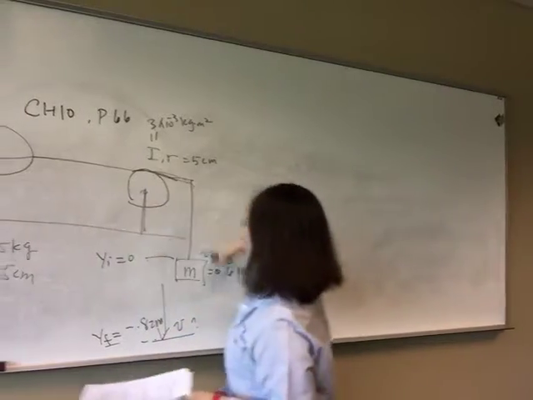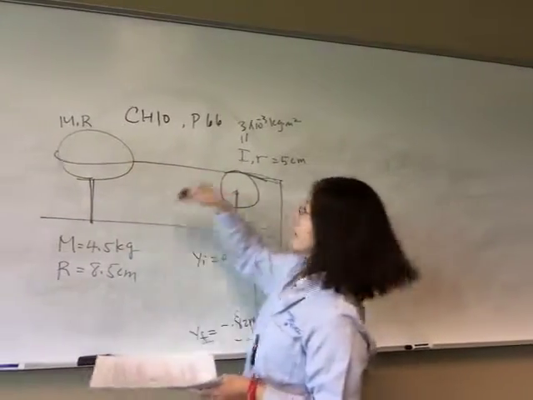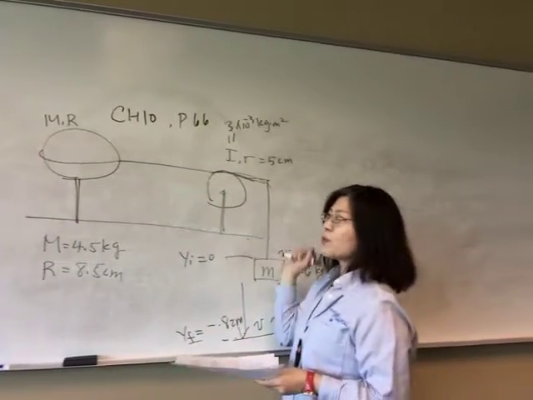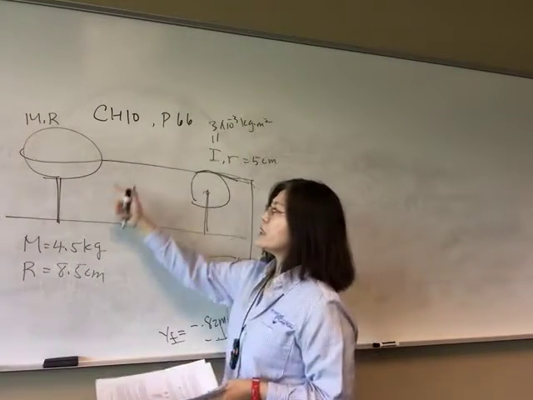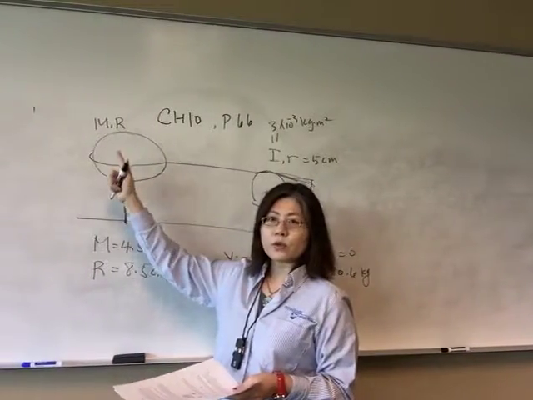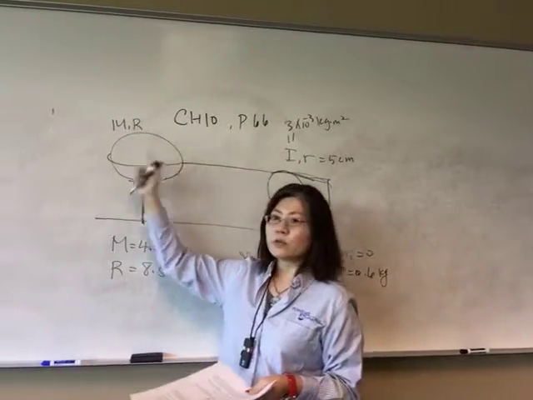And the whole thing, when it's moving down, this is rotating, and this is also rotating as well. When it's rotating, what does that mean? When it's rotating, it means that there is kinetic energy associated with the rotation, right? So this one will have a rotational energy.